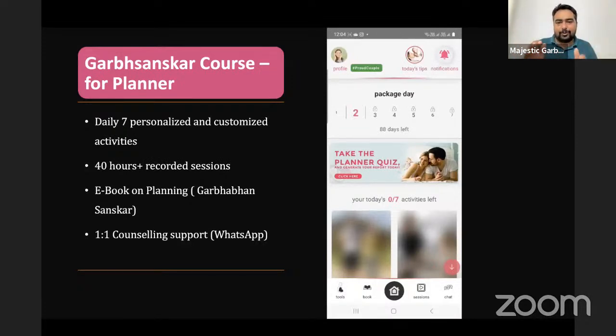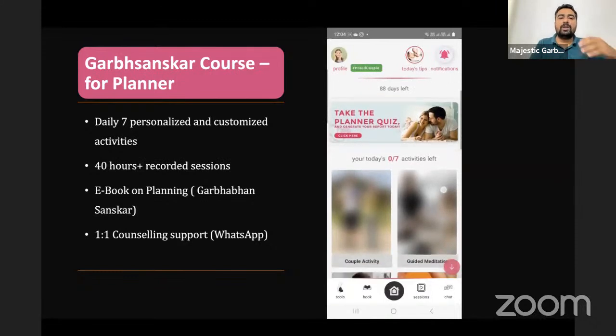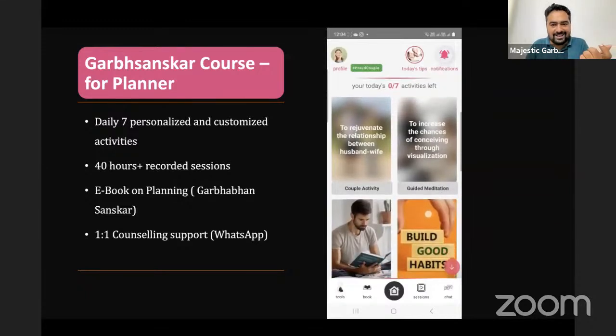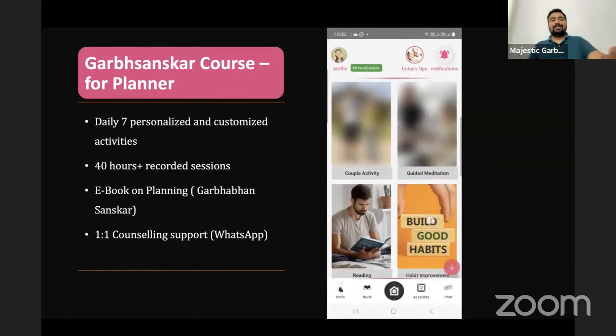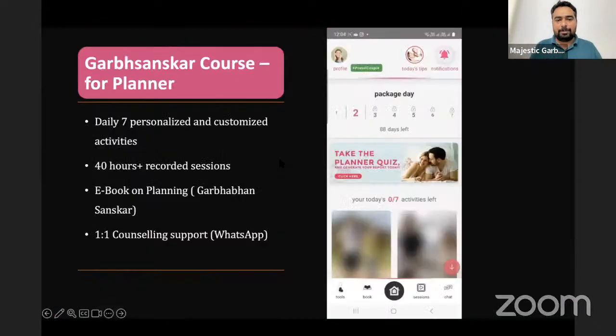So for planners also, we have included a 7 activity-based course for planning couples that would help them to improve their lifestyle through various activities. That includes even fertility diet and fertility yoga guidance as well, right? Including couple activity and guided meditation, everything. The Garbh Samvad we played, more than 100 Garbh Samvad are included over here in the application. So that is for planners and pregnant women. That's what we have prepared.